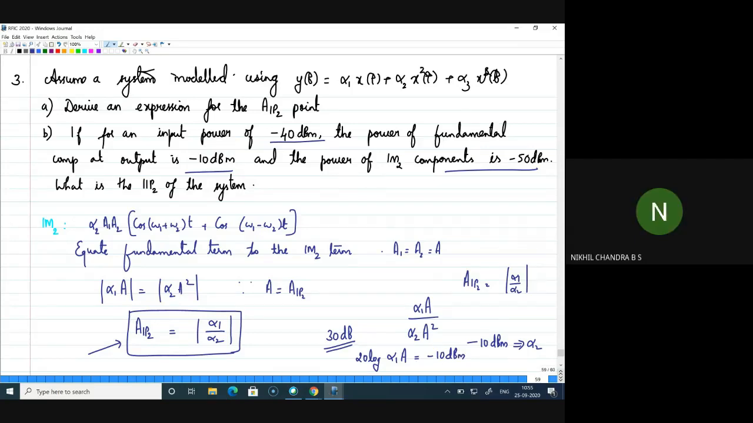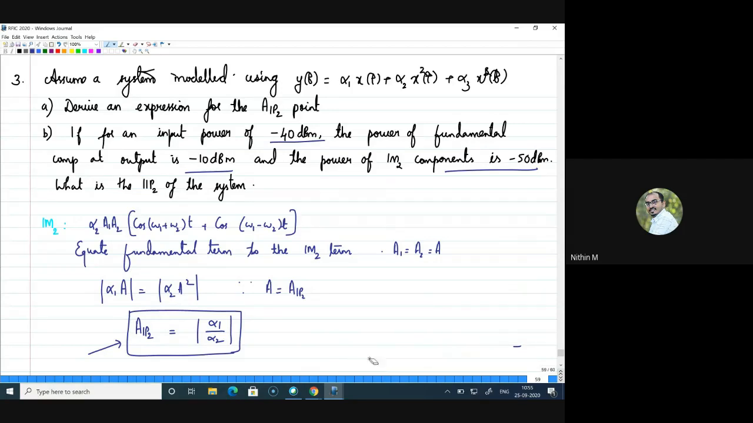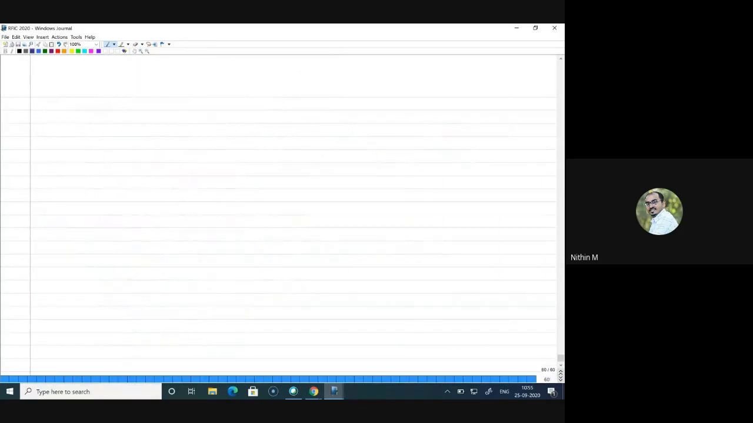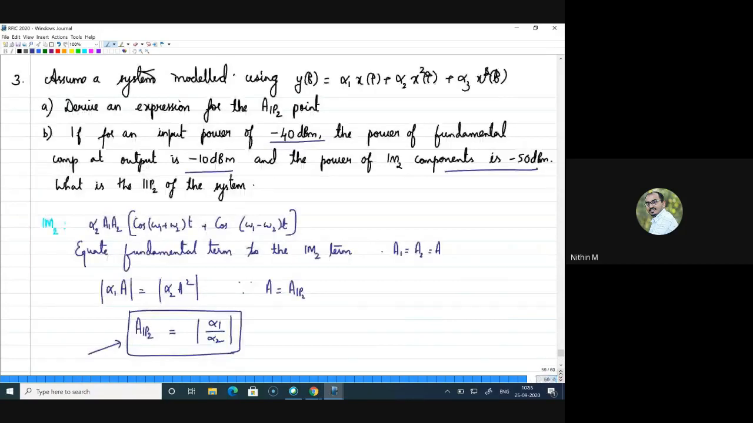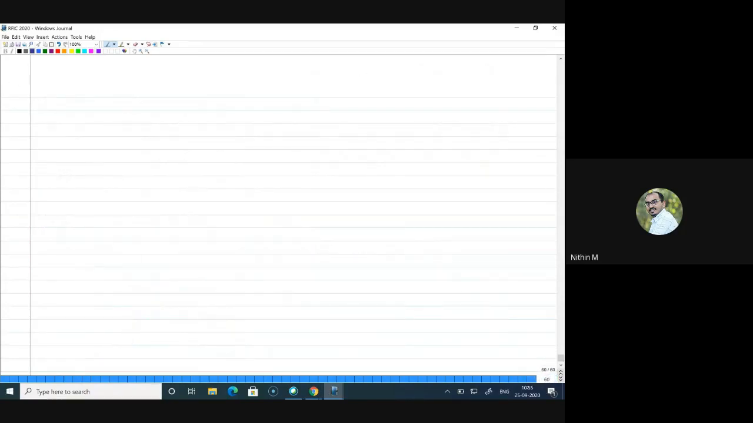Yes, sir. Okay. Can you put a snap in WhatsApp? I'll just look into that. Sure, sir. Okay. Fine. Yeah. I think that is the same idea what we have done for IIP3. So you can try in that way also. Let me just look at what Nikhil has done on that. All right. So shall we move on to one more numerical?